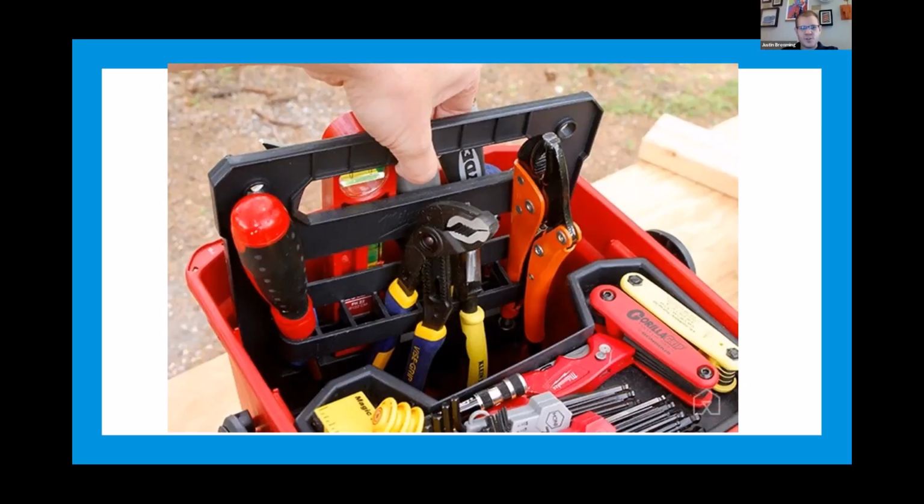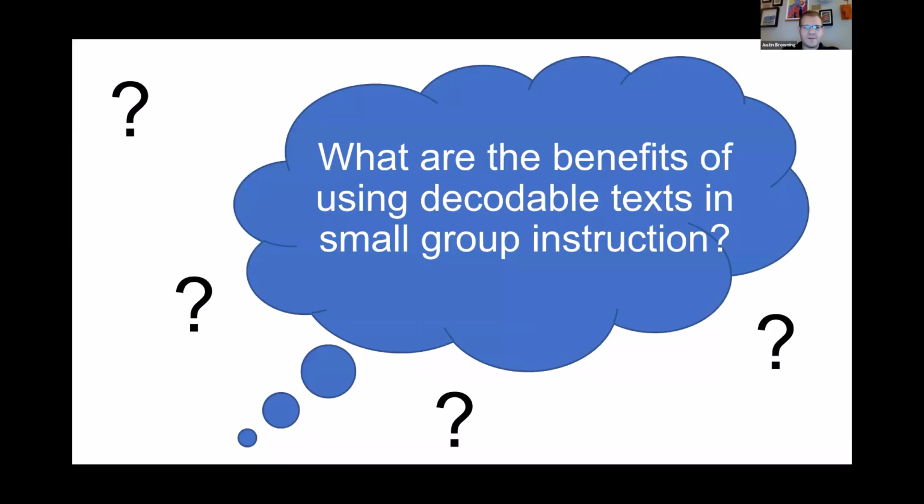So we're going to look at the tools that we would use within small group instruction. We're actually going to break into some breakout rooms and answer this next question. So the next question you see on the screen is, what are the benefits of using decodable text in small group instruction? And so we're going to break into 3 groups, and there are 3 different articles, one for each group. And I'm going to give you 7 minutes.